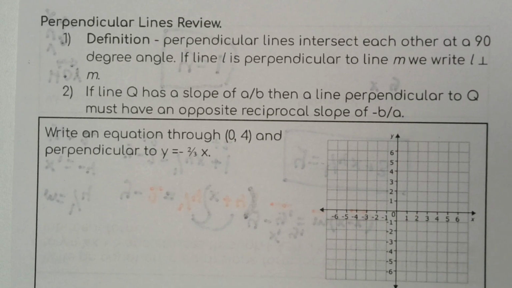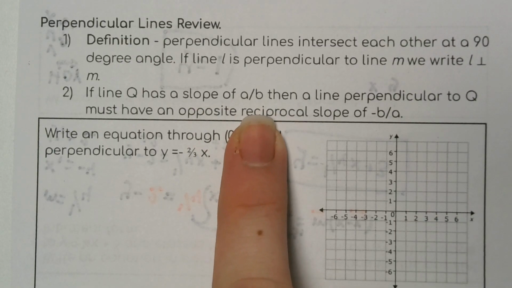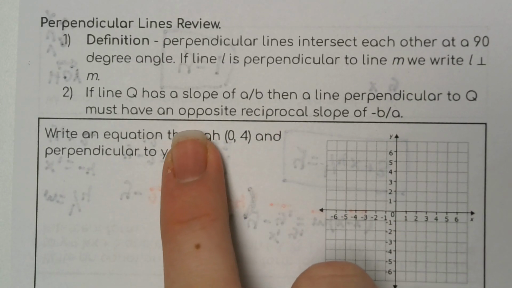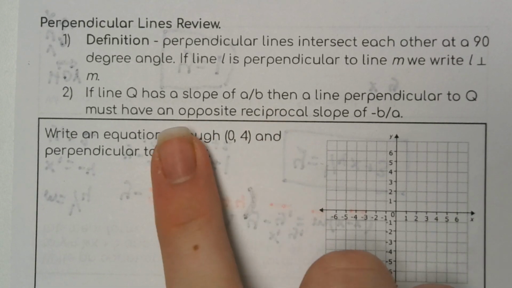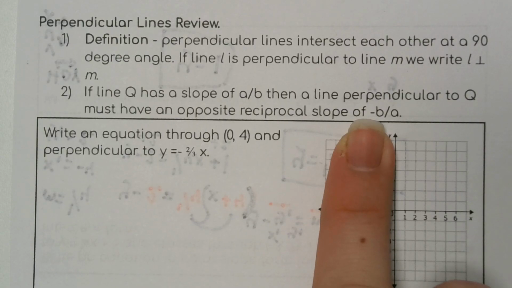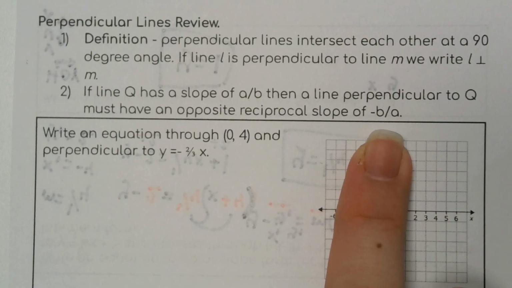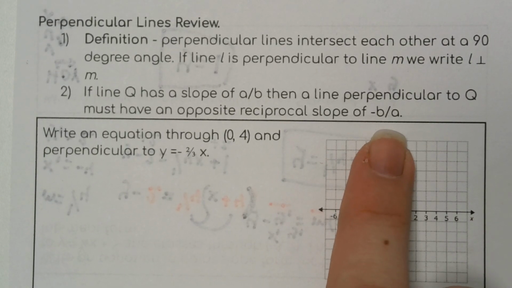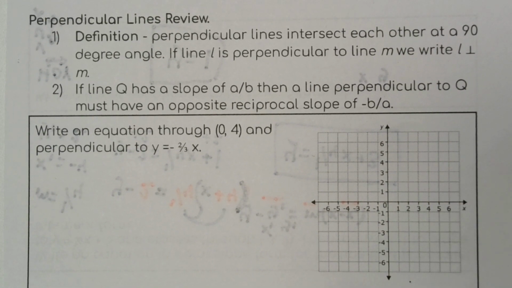So, if line Q has a slope of A over B, then a line perpendicular to Q must have what's called an opposite reciprocal. Okay? That's just a fancy way of saying it changes signs. So if it's positive, it becomes negative. If it's negative, it becomes positive. And then you flip the fraction. So flip the fraction, change the sign. Only the slope changes.